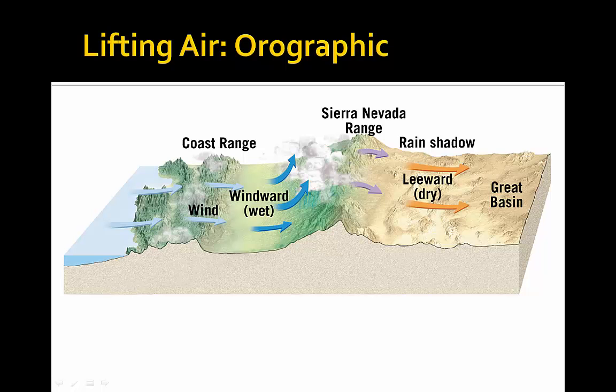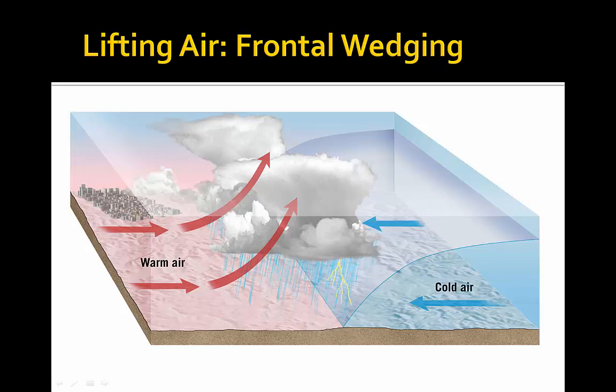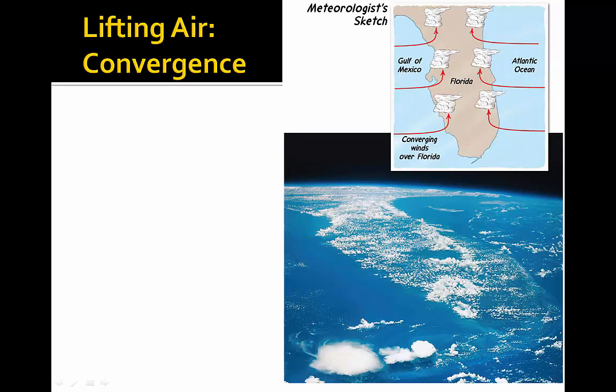The reason for most clouds and rainfall for most of the United States is from frontal wedging. This is where air masses of different temperatures approach each other. The cooler mass will be denser, forcing up the warmer air mass, which then decreases in temperature and forms liquid water. Frontal wedging is common away from the oceans.